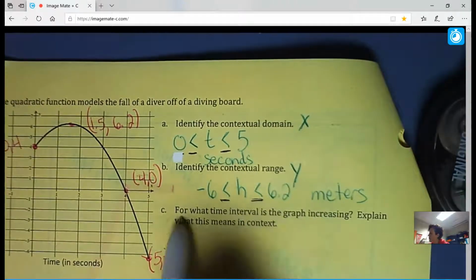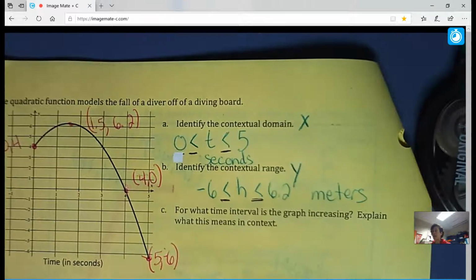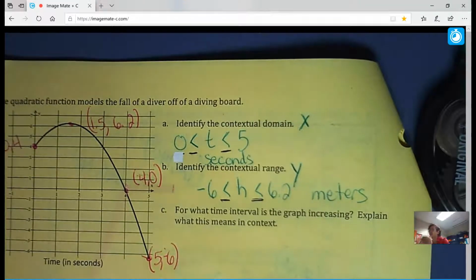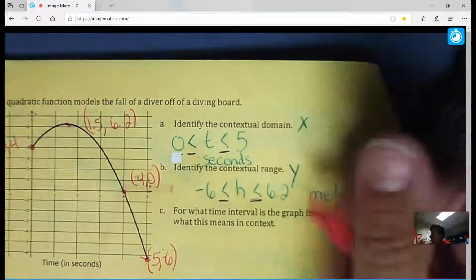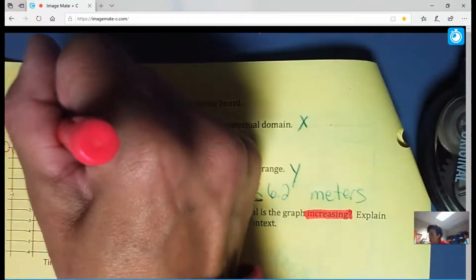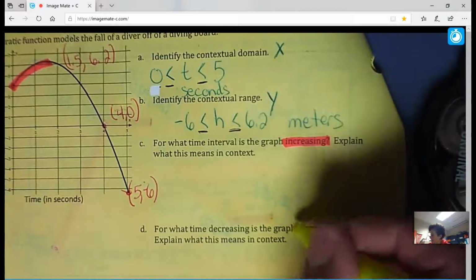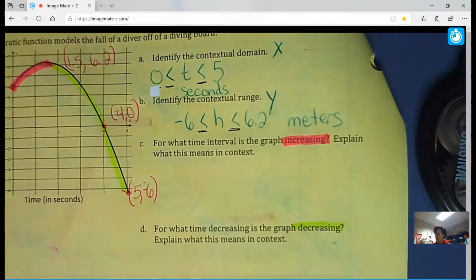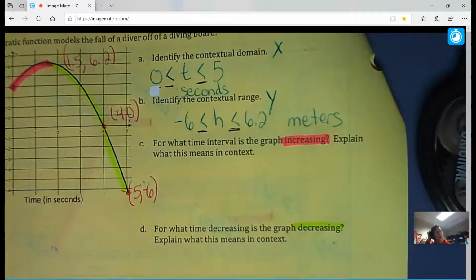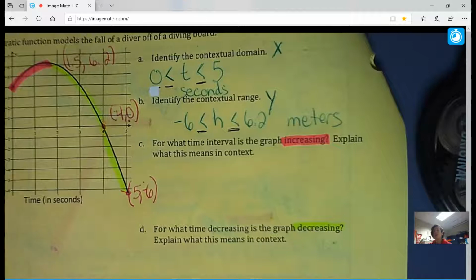All right, so for what time interval is the graph increasing? Again, I'm going to get these highlighters out, and I want increasing. I'm going to make that pink, so where my y values are increasing. And then the next question mentions decreasing. So this is my decreasing part. We're describing that y is increasing and that y is decreasing, but when we write our answer, we're going to use the x values.